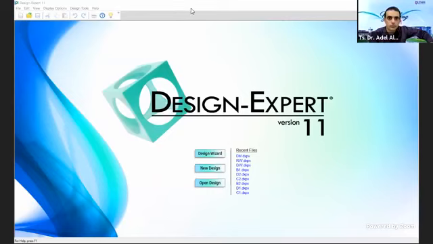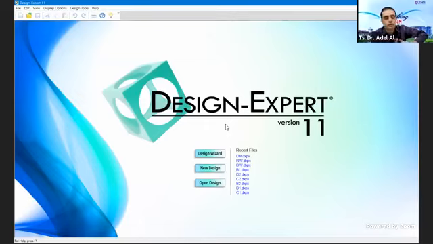Go ahead. Okay. So this is the name of our program that we work on today. We have so many programs, actually, that can do RSM. One of them is Design Expert, as I mentioned to you before. Others are Minitab, Amos, SAS, so many programs. For me, I usually prefer to use Design Expert, also sometimes Minitab, but I prefer Design Expert because it can give us attractive figures.